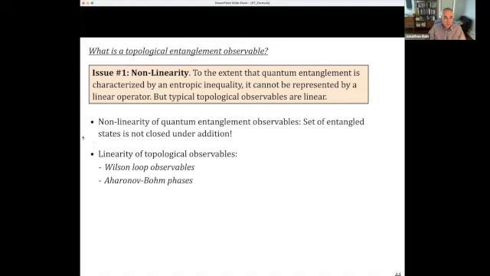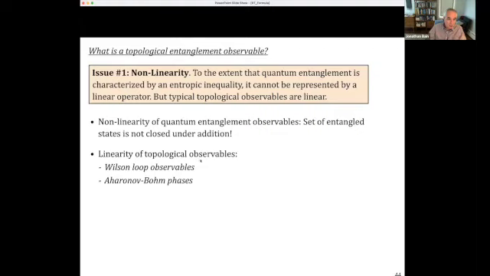So the intuition here is as follows, right? The nonlinearity of quantum entanglement observables is sometimes described in terms of the set of entangled states not being closed under addition, right? The sum of two entangled states might not be an entangled state. So there's no linear operator that would respond yes when it acts on an entangled state. That applies to the complete set of entangled states.